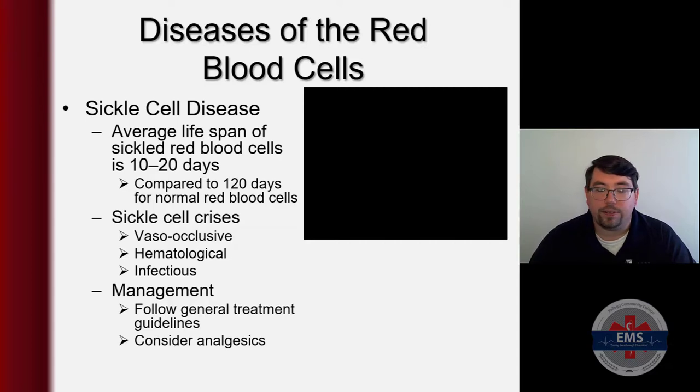Venous access is sometimes difficult in older patients with sickle cell disease because of the large number of IV starts they've had over their lifetime. Placing a central line on occasion may be necessary. Not something we're going to do, but we may have to have the hospital do.